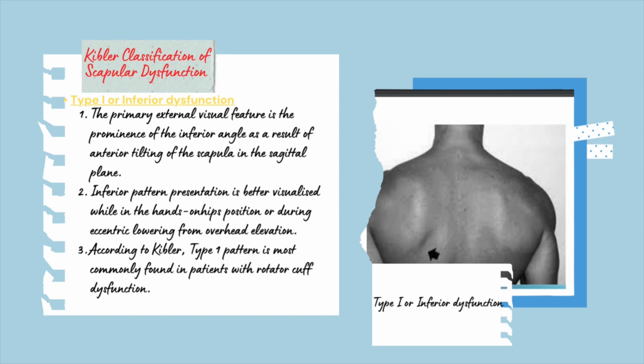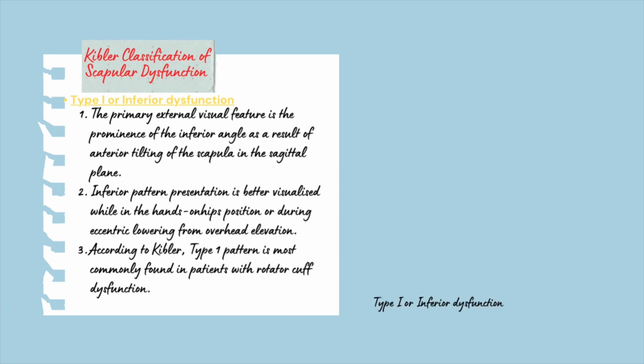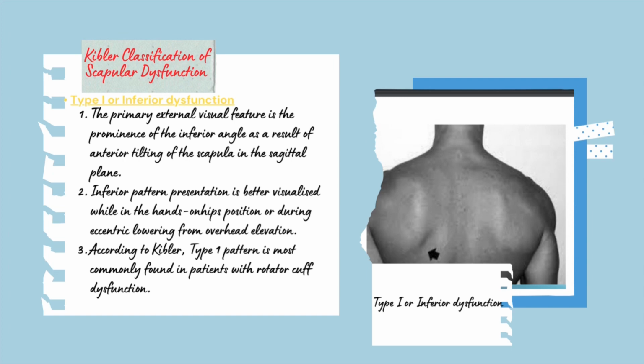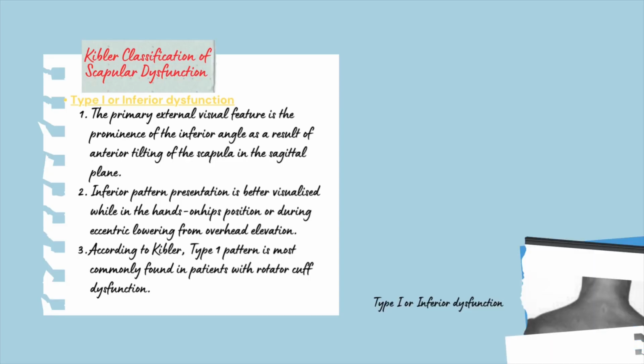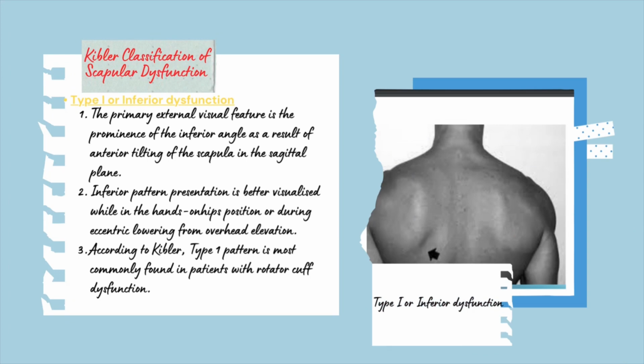Coming to the second point, the inferior pattern presentation is better visualized when the patient is in the hands on hips position or during the eccentric lowering from overhead elevation. So if a person wants to assess the patient, the patient should be kept in hands on hips position, or should be told to lower the hand from an overhead elevation position, so that we can see how prominent the inferior angle is.